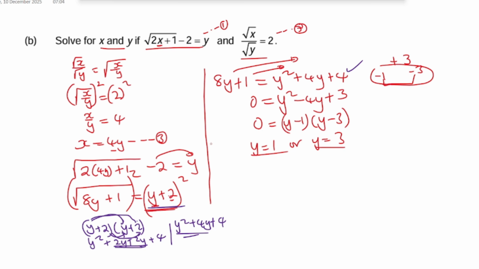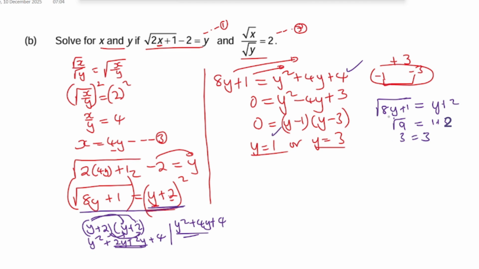But we need to check if our values are applicable. Let's use this part here: square root of 8y plus 1 is equal to y plus 2. Let's substitute 1 here. It becomes 8 times 1 plus 1, which is 9. Square root of 9 is equal to 1 plus 2, so 3 is equal to 3. So 1 is applicable. It's fine.